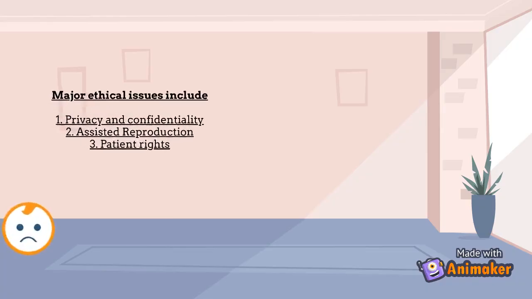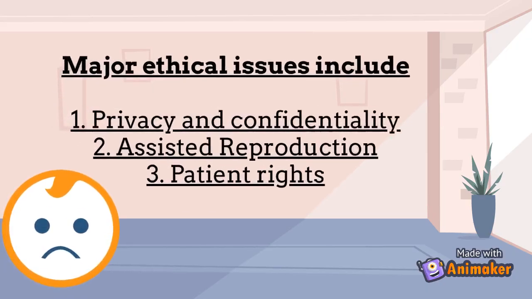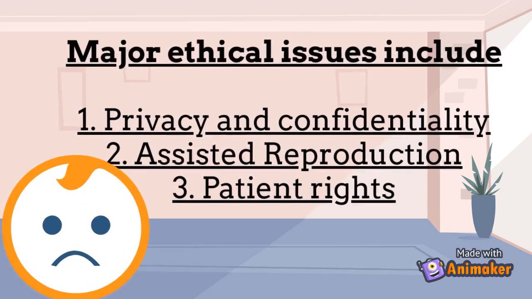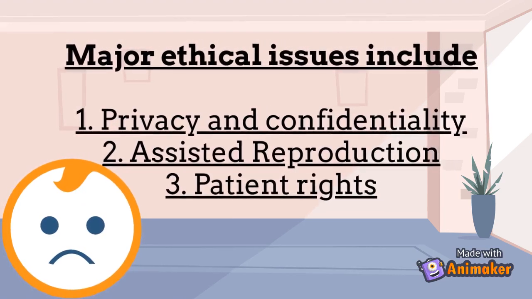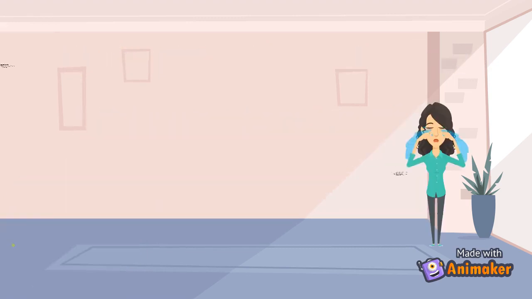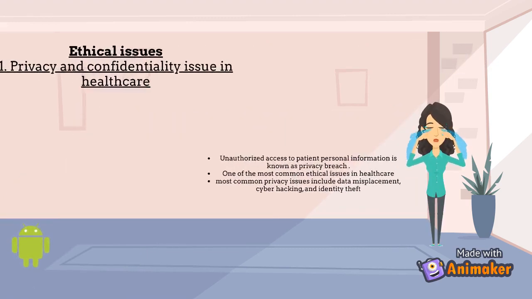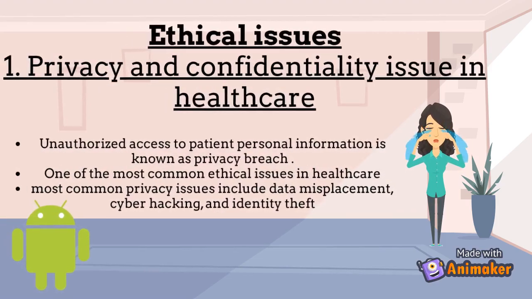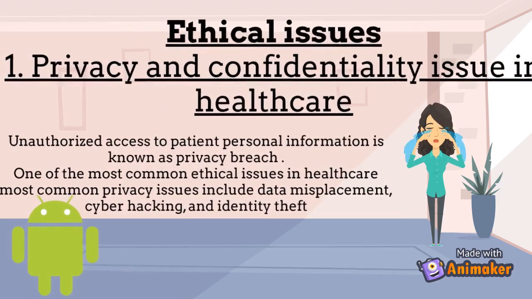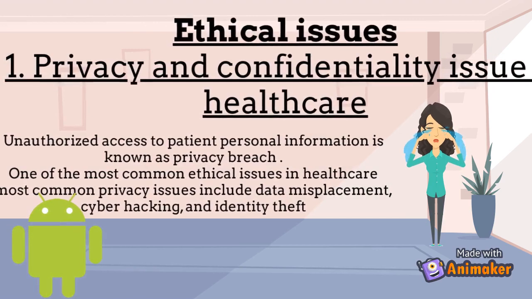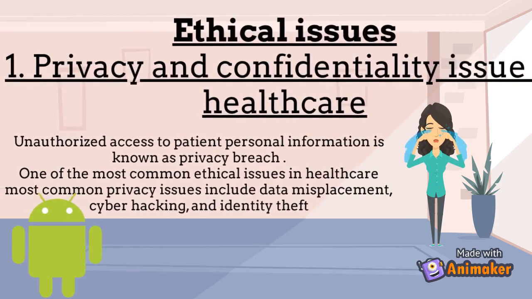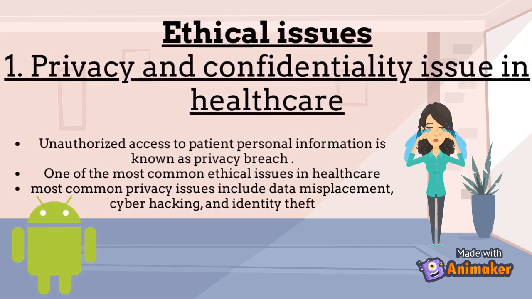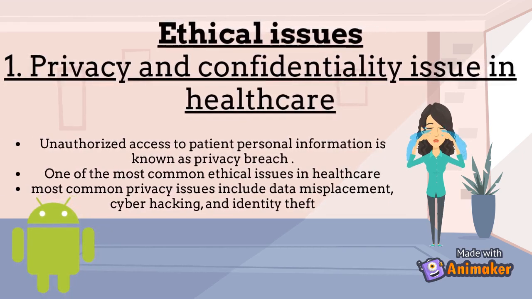The major ethical issues in healthcare include privacy and confidentiality issues, assisted reproduction technology related issues, and patient right violation. The first ethical issue is privacy and confidentiality. Inappropriate access to patient information by an unauthorized person is known as a privacy breach. It is one of the most common causes of ethical issues in healthcare. A privacy breach results in harm to patient health and reputation and financial destruction.